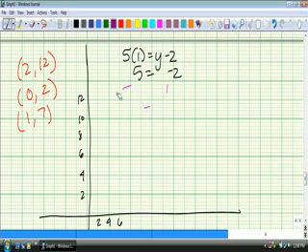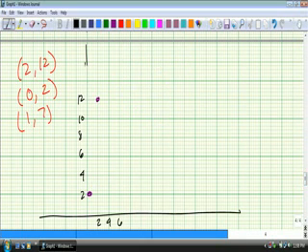Let me plot these points and see if I get a line. (2, 12). Bam. (0, 2) means I move 0 left or right, and 2 up. So right there. Now, I could draw my line, but I want to make sure my third point is on a line. So (1, 7) is right here. Does that form a line? Yes, it does. So I know I did my graph right. So using my handy dandy ruler, I would draw my line.